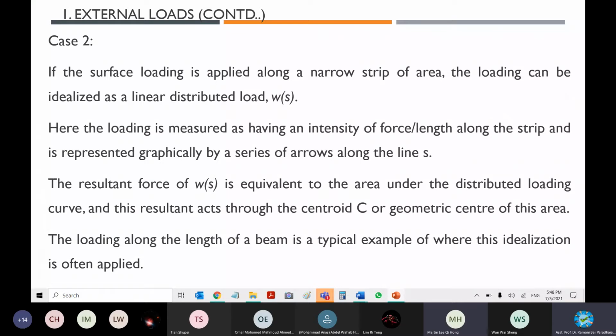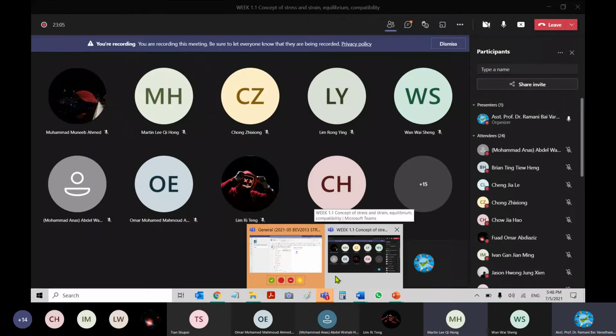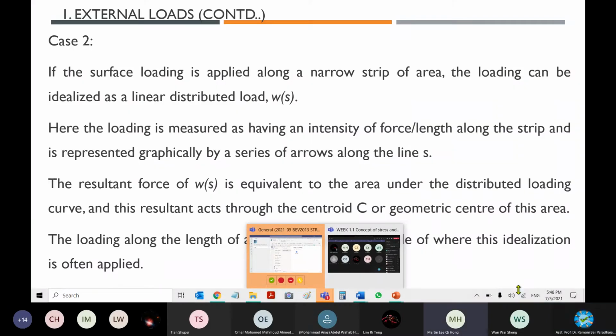Center is the center of the object. Geometric center of the object, correct. Centroid, center of gravity. Total weight at the center. Louder, please. The total weight at the center.